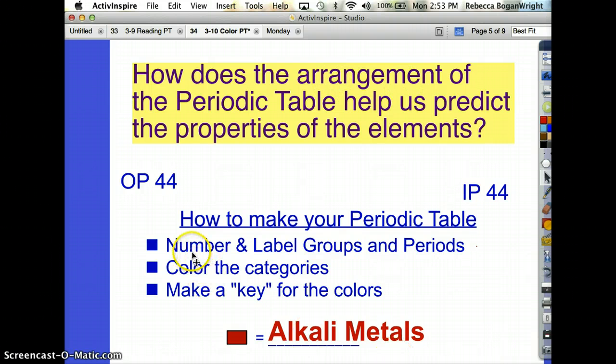One of the things you need to do on OP and IP 44 is to number and label your groups and periods. So on your periodic table, you need to show which is a group and which way is a period. You need to number those groups and periods. You need to color the different categories, and you need to make a key for all the colors. For example, for the alkali metals, if you're going to color them red, which you are, you need to show that red equals the alkali metals.